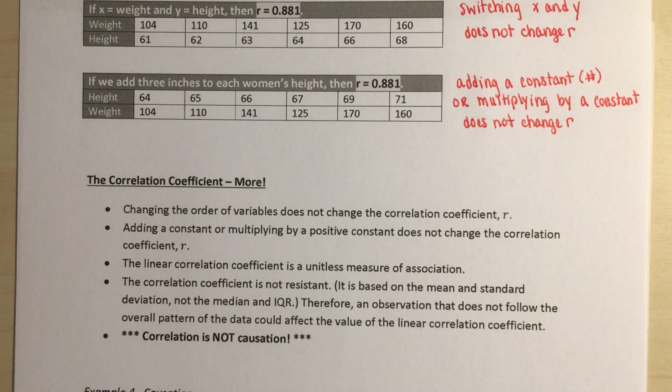Our correlation coefficient is not resistant, right? Since it is based on the mean and the standard deviation and not the median and interquartile range, it's not resistant. So an observation that does not follow the overall pattern of the data could affect the value of the linear correlation coefficient. So basically, if we had either extremely small or large outliers, values that don't fit in with the pattern, then our correlation coefficient could be affected by these outliers. And then last but not least, just a reminder that correlation is not causation.